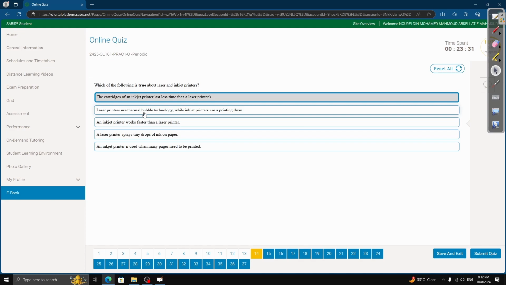Laser printers use thermal bubble technology while inkjet printers use a printing drum. This is false. It's the other way around. Laser printers use printing drums, meanwhile inkjet printers use thermal bubble technology.